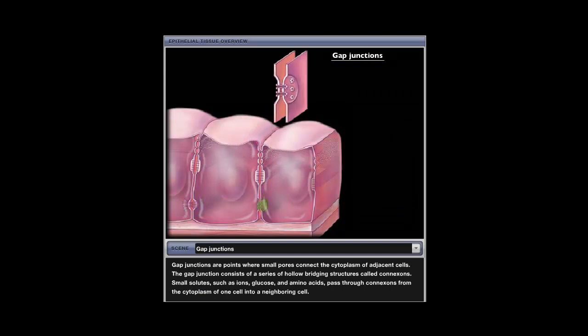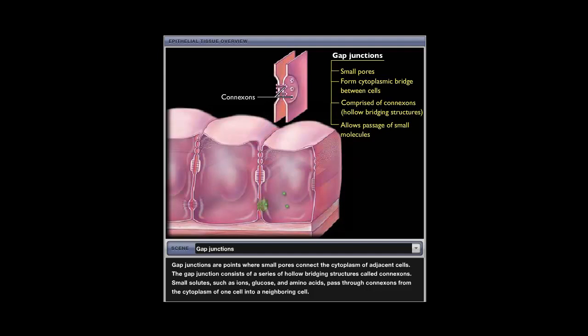Gap junctions are points where small pores connect the cytoplasm of adjacent cells. The gap junction consists of a series of hollow bridging structures called connexons. Small solutes, such as ions, glucose, and amino acids, pass through connexons from the cytoplasm of one cell into a neighboring cell.